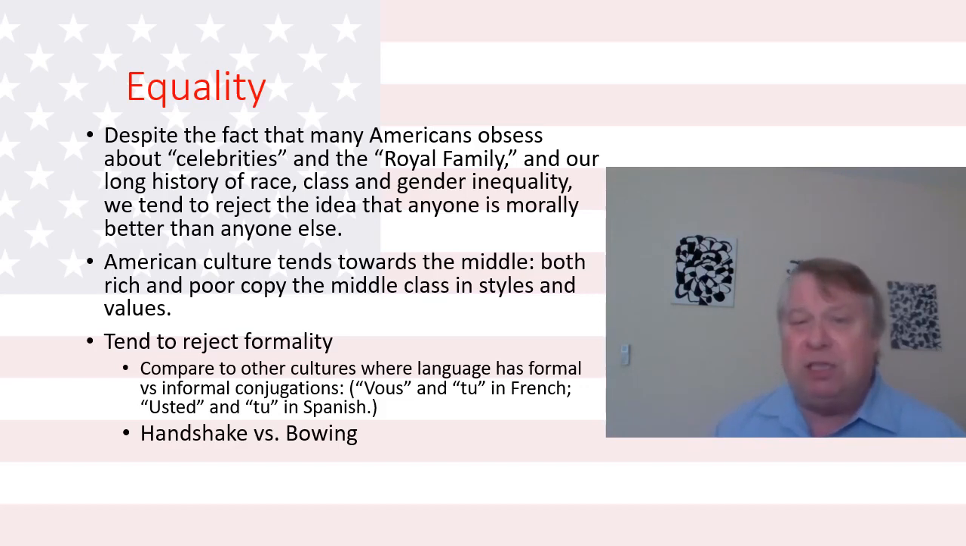Now, this may seem paradoxical because, of course, at the same time, America had radical inequality on racial lines and on gender lines, and also real inequality in terms of the amount of money people have. But despite that, Americans tend to believe that from a moral point of view, everybody is equal. Also think of the way that American culture tends towards the middle. Both rich and poor copy the middle class in styles and values. Americans are happy in a way to use cultural attributes of even the poor or other racial groups. So, for example, the influence of Hispanics and African Americans in American music cannot be denied.